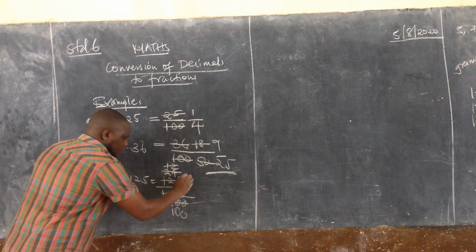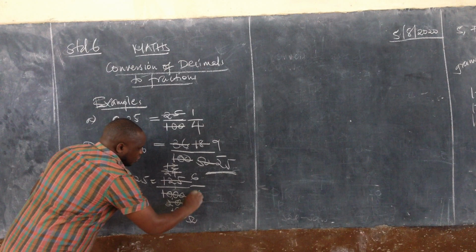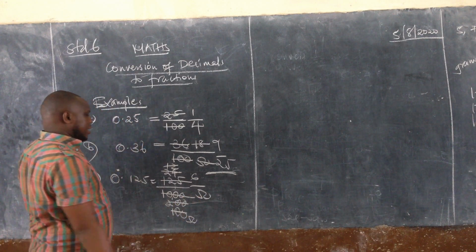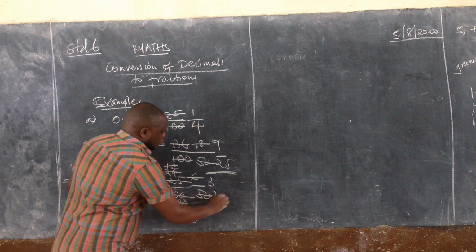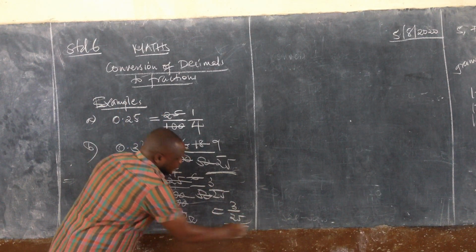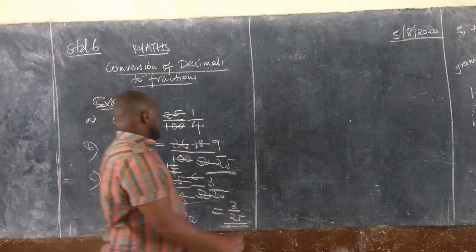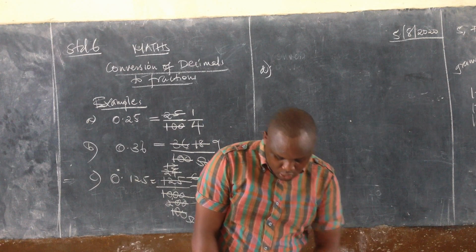You go ahead. 0 and an even number. By 2, you get 6. Then divide by 2, you get 50. So 50. You go ahead. Divide by 2, you get 3. Divide by 2, you get 25. And your answer, therefore, becomes 3 over 25. 3 over 25.